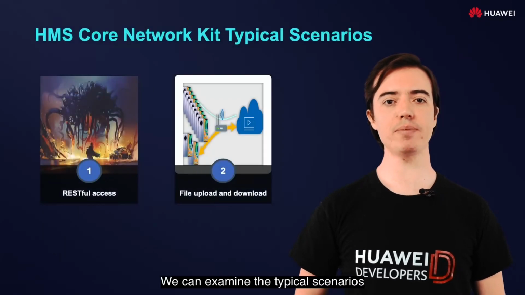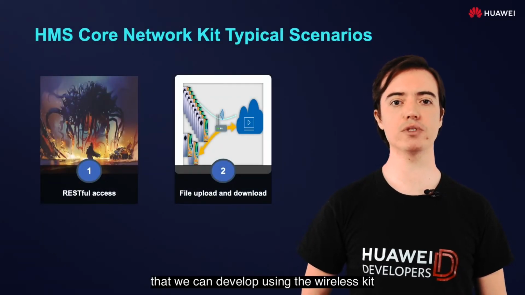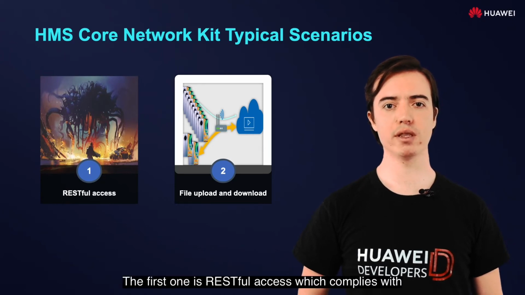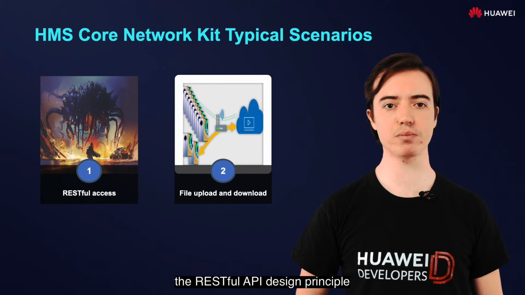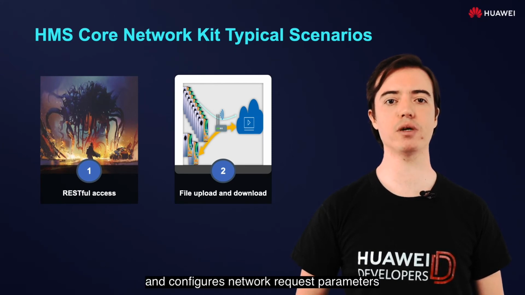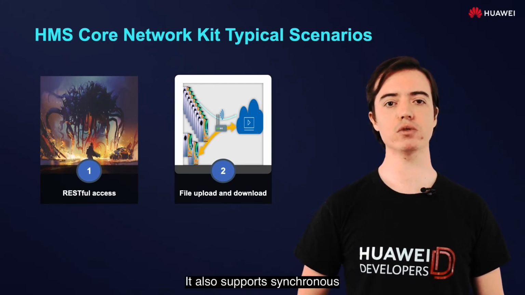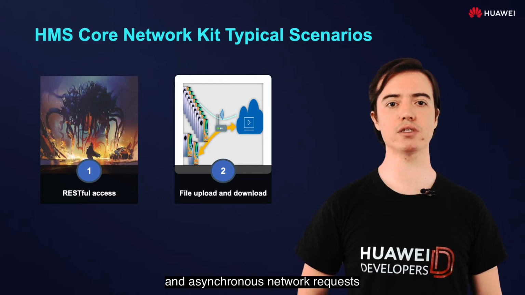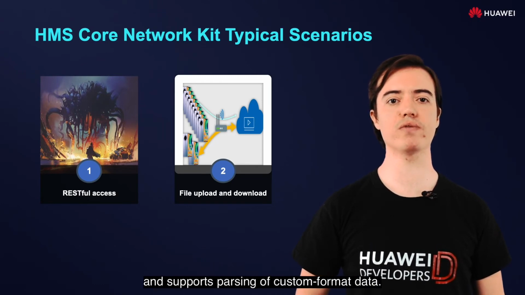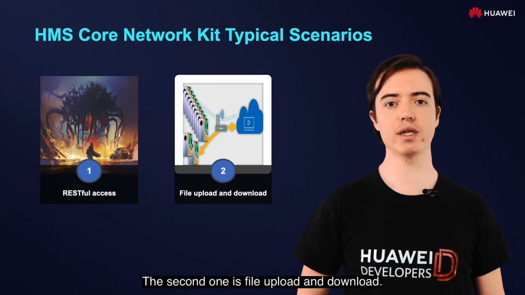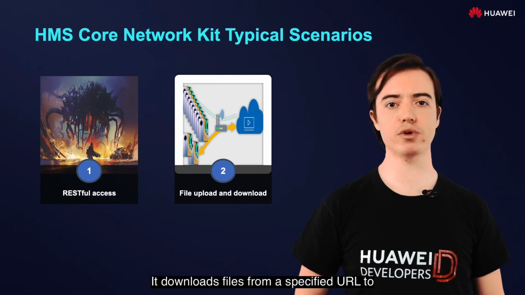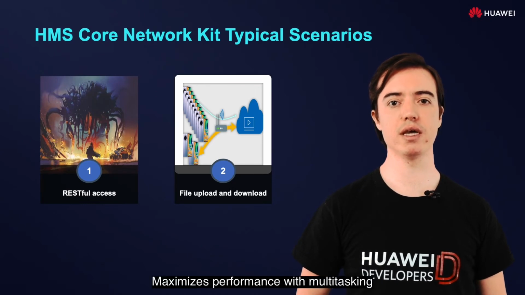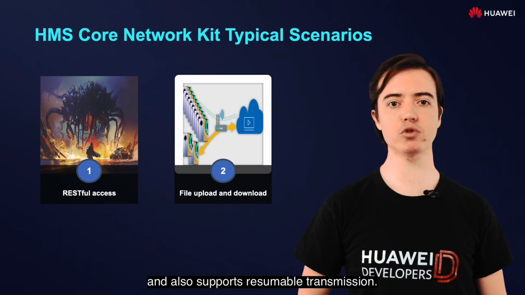We can examine the typical scenarios that we can develop using the Network Kit in 5 groups. The first one is RESTful Access, which complies with the RESTful API design principle and configures network request parameters through annotations. It also supports synchronous and asynchronous network requests and supports parsing of custom format data. The second one is File Upload and Download. It downloads files from a specified URL to a specified directory, maximizes performance with multitasking and multithreading, and also supports resumable transmission.